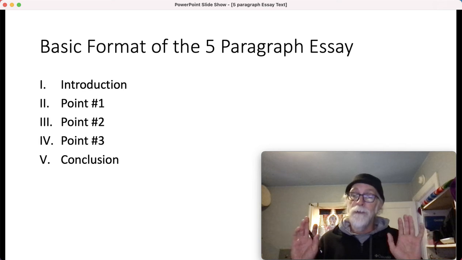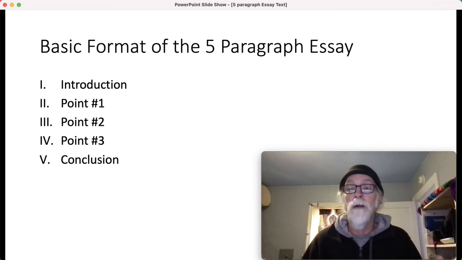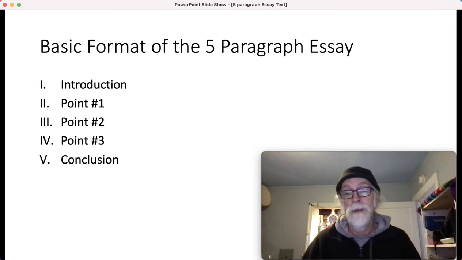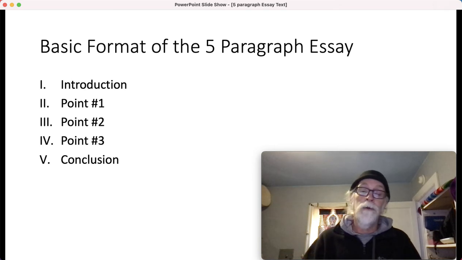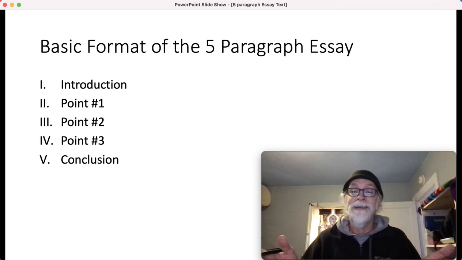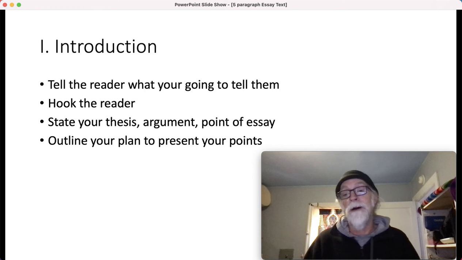But the 5 paragraph essay gives you some basic ways to conceptualize what you're supposed to be doing for your writing in this class. An intro, point number 1, point number 2, point number 3, and a conclusion. And just super old school, right? Intro, tell the reader what you're going to tell them. The body, tell them. Conclusion, tell the reader what you told them. Now the introduction, right? It's tell the reader what you're going to tell them.